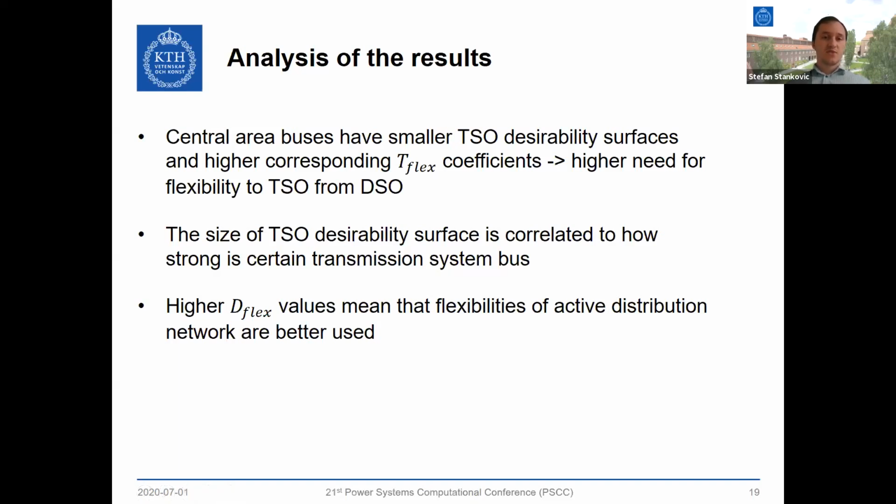The size of the TSO desirability surface is correlated to how strong a certain transmission system bus is. So if the TSO desirability surface is bigger, that means that that particular transmission bus is stronger. While if the TSO desirability surface is smaller, then we are talking about a very weak transmission system bus. Another thing that we saw is that higher D-flex values mean that the flexibilities of the active distribution network are better used for that particular bus.